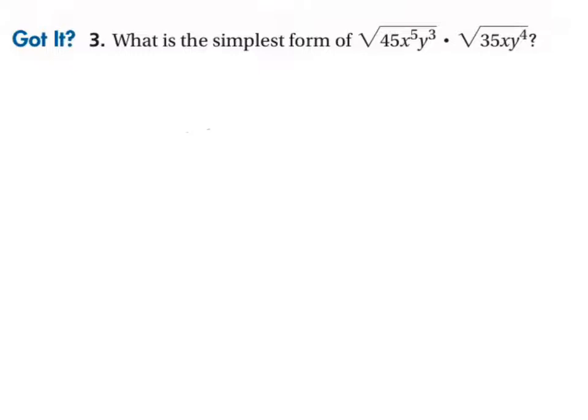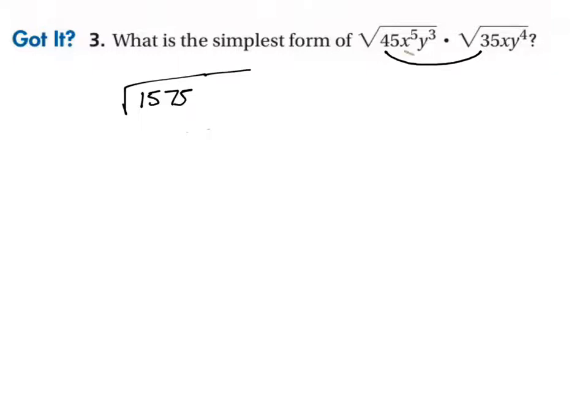I think doing them separately in this case actually ends up with a couple more steps, but the numbers are easier to deal with. I'm actually just going to go ahead and do it the same way we did before. Since they have the same index, we're going to multiply the 45 and 35. So 45 times 35 in this case is going to give us 1,575. So it's a really big number.